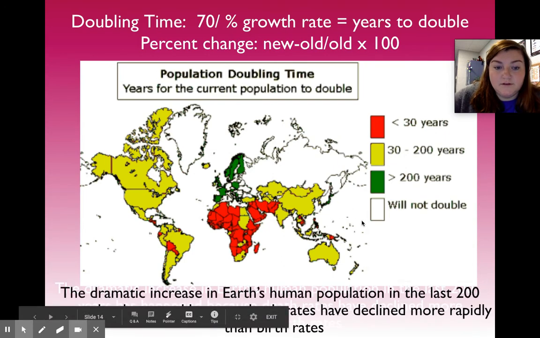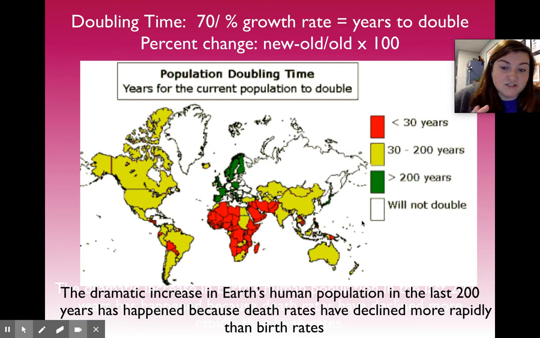So the dramatic increase in Earth's human population in the last 200 years has happened because death rates have been declining more rapidly than birth rates, which makes sense, right? The death rate goes down, the birth rate goes up, population is going to get bigger.